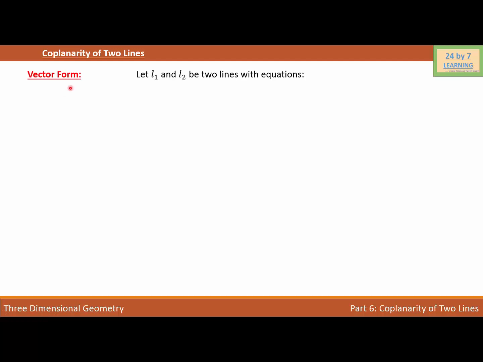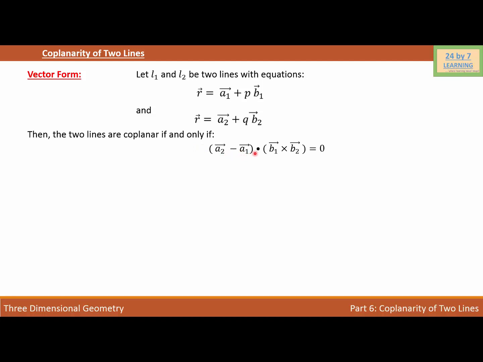So let's begin. Vector form. Let L1 and L2 be two lines with equations vector r is equal to vector a1 plus p vector b1 and vector r is equal to vector a2 plus q vector b2. Then the two lines are coplanar if and only if (vector a2 minus a1) dot (vector b1 cross b2) is equal to 0.